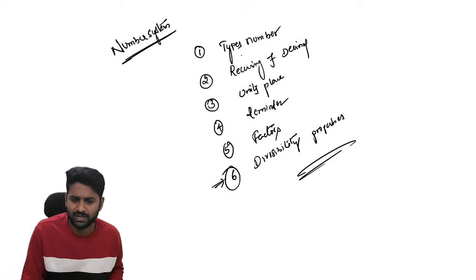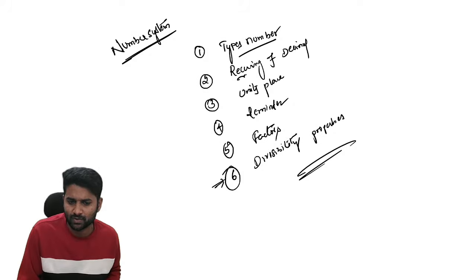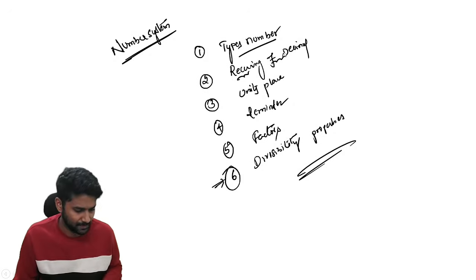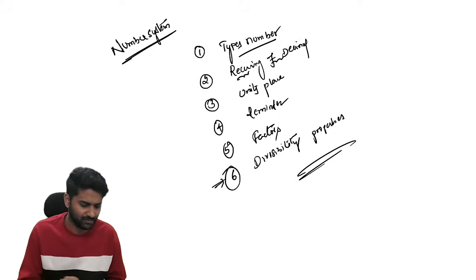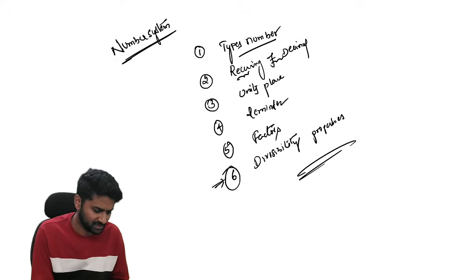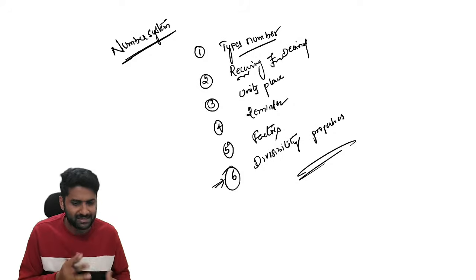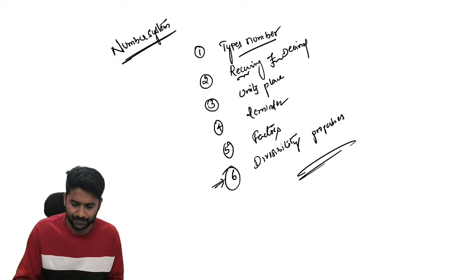So these are the 6 areas you should know before solving any questions in number system. You should be good at the different types of numbers. You should understand the recurring of decimal concept. And again, finding the units place and remainders and calculation of factors. And you must be good at all the divisibility properties. If you know the divisibility properties, you can manage the calculation in different topics also.